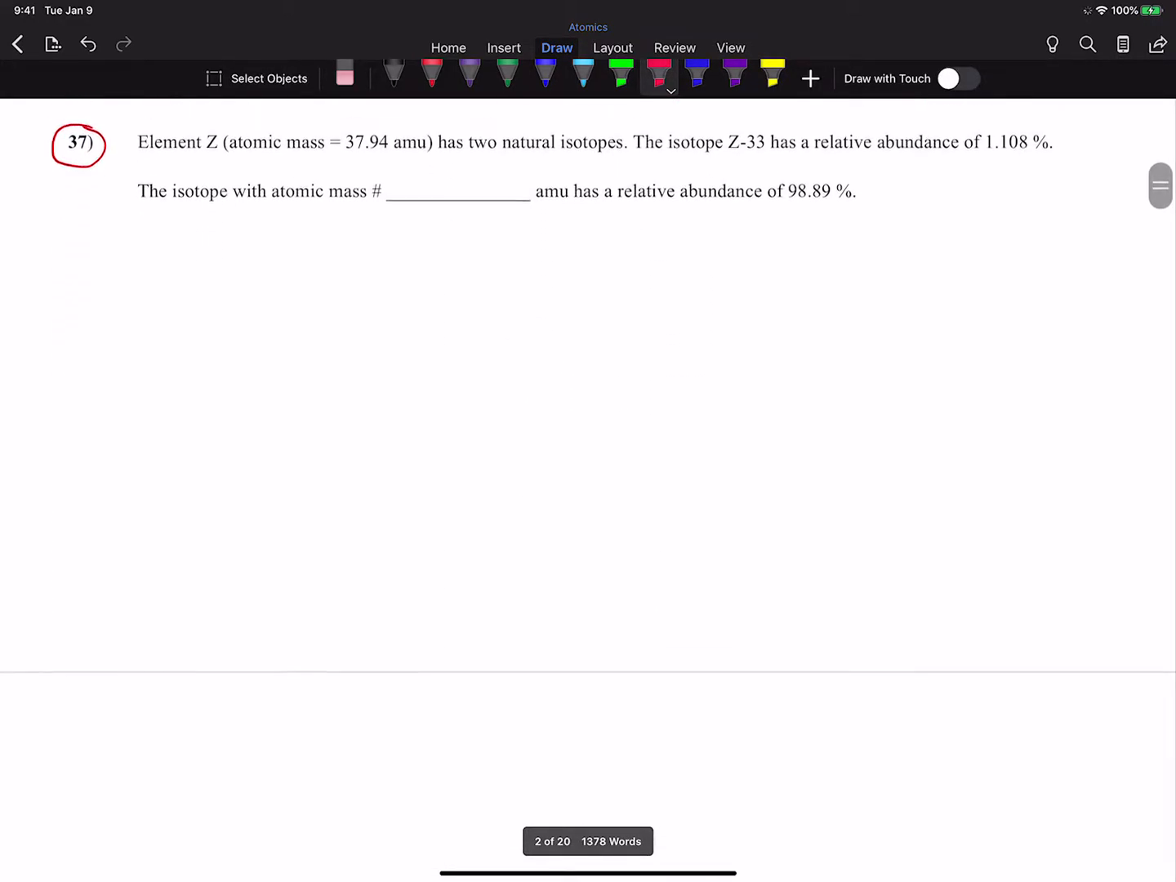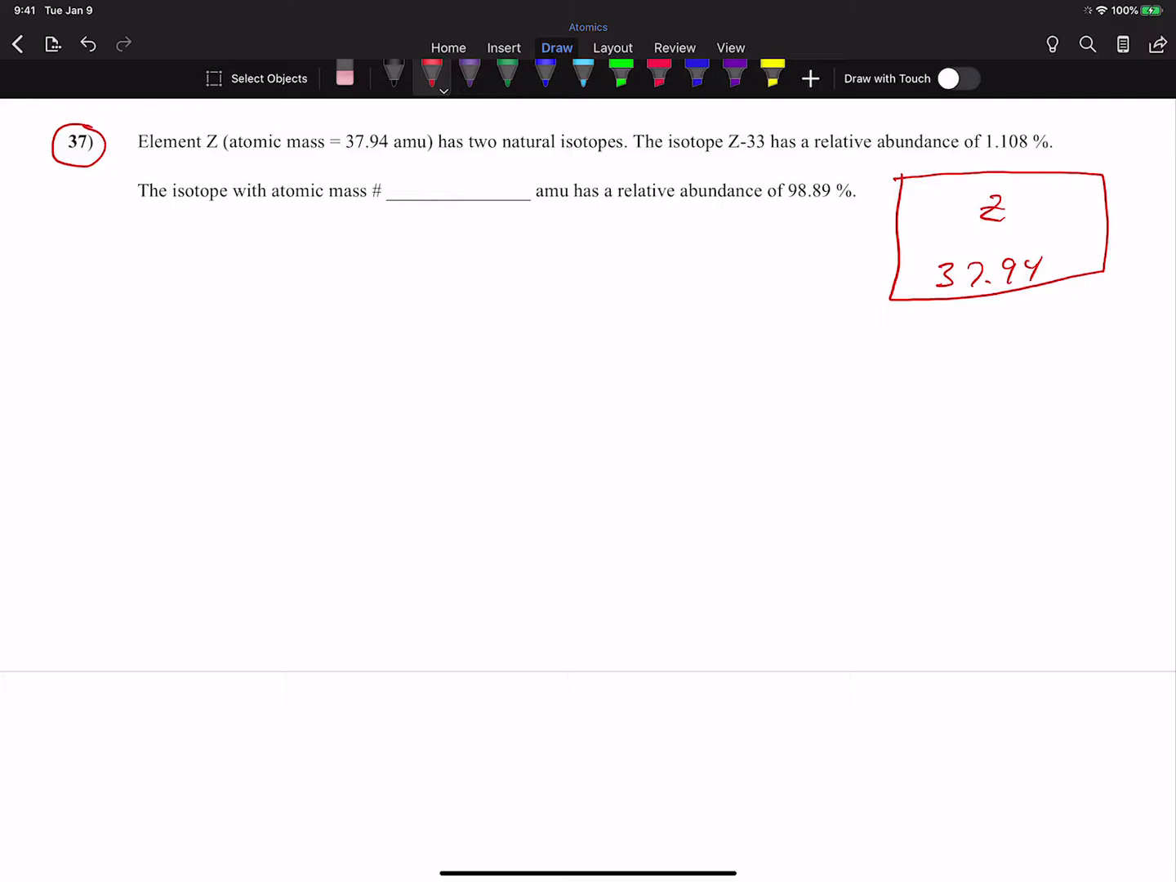So problem 37. Problem 37 deals with element Z. Now there is no element Z, that is a made-up element. Sometimes we also talk about element X. And what we know about element Z is that if it were to be on the periodic table, its atomic mass would be 37.94. Element Z has two isotopes.